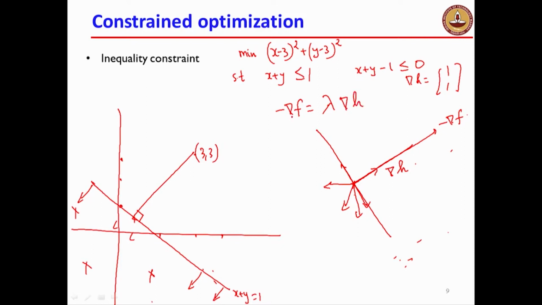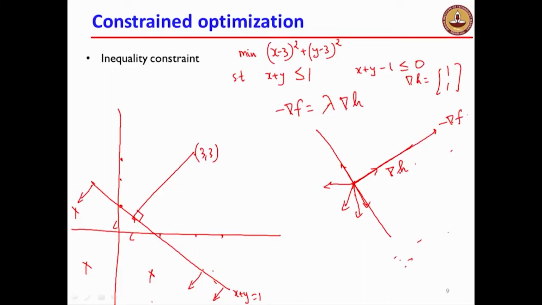minus grad f equal to lambda times grad h, because grad h is pointing along this direction, minus grad f is pointing along this direction, and they are not just parallel, but in this case you can see that minus grad f is pointing in the same direction as grad h. So what can you say about the sign of lambda? Lambda cannot be negative, because in this case, as you can appreciate, minus grad f is pointing towards 3 comma 3, and grad h is also pointing in the same direction. It is not just collinear, but I will now make an argument that lambda should have a sign.